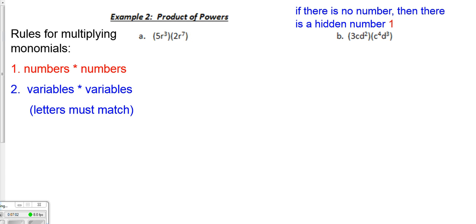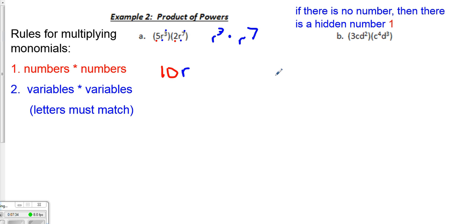So first thing we would do is 5 times 2. Well, 5 times 2 is going to be 10. Next thing we'll look at is r's, our r's multiplied by each other. Well, this one we have r to the third power. This one we have r to the seventh power. These are two powers being multiplied together. So r cubed times r to the seventh.